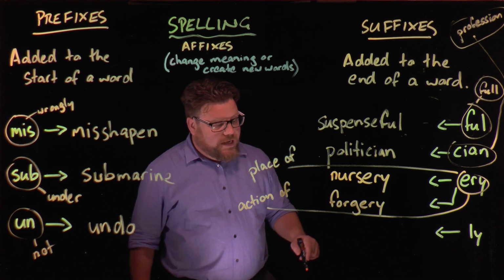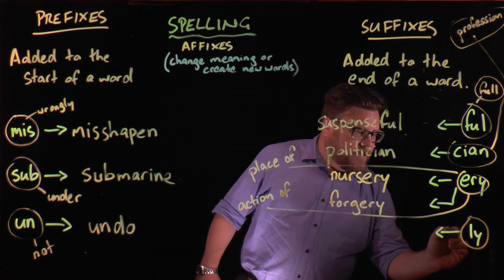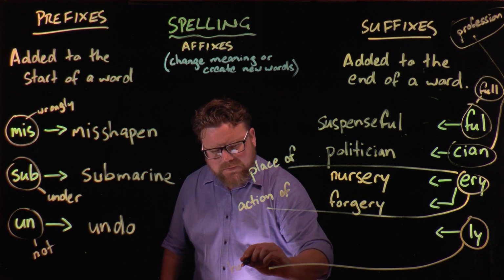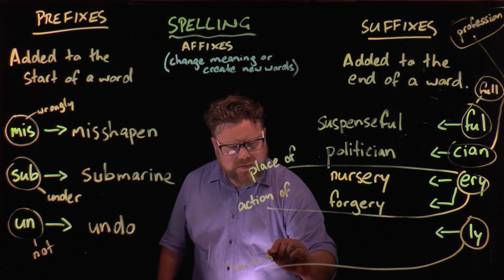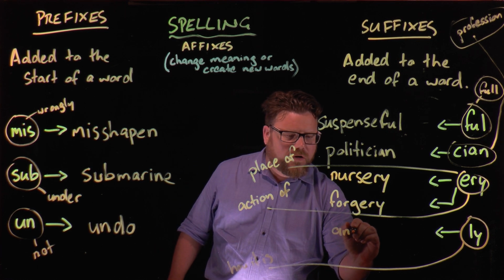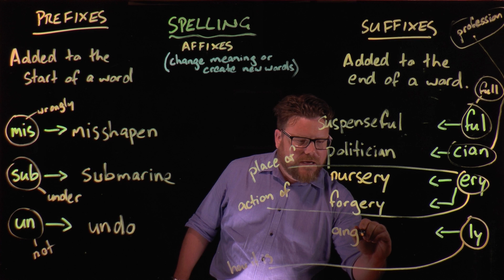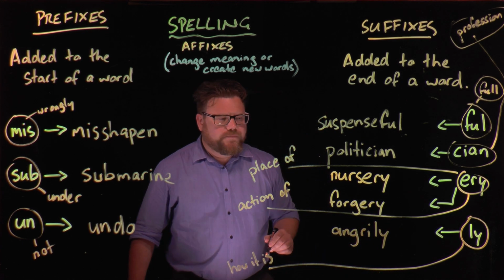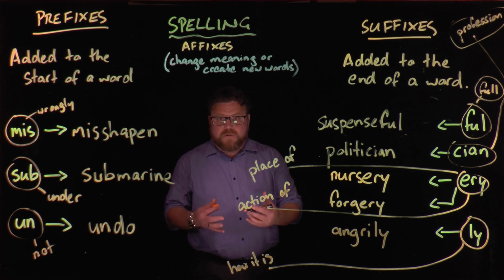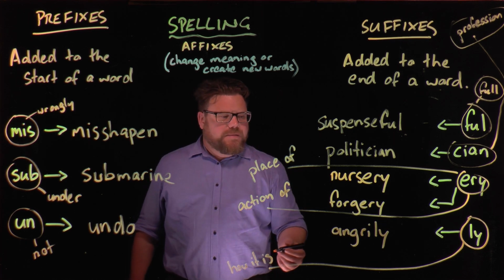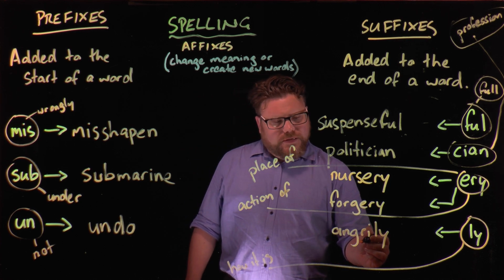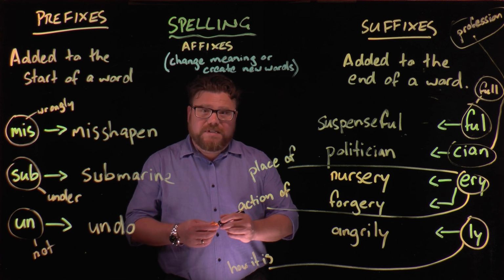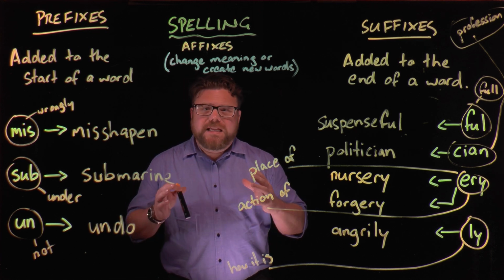And LY is another very common suffix that shows us how something is. So you add ly to a word like anger and it becomes angrily. It's explaining how it was done. It was done angrily. But again, you'll notice that an I has been put in place of the Y, which is another trick of spelling. So spelling can be really difficult.